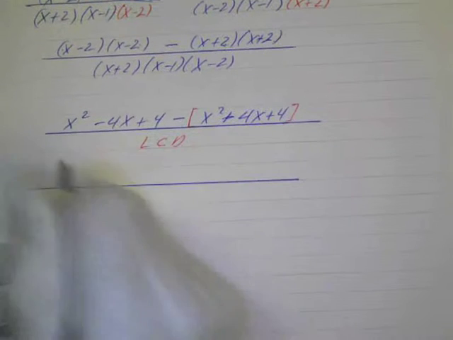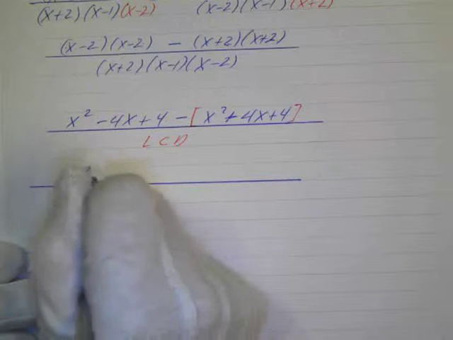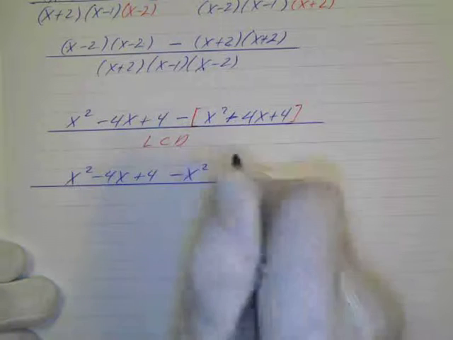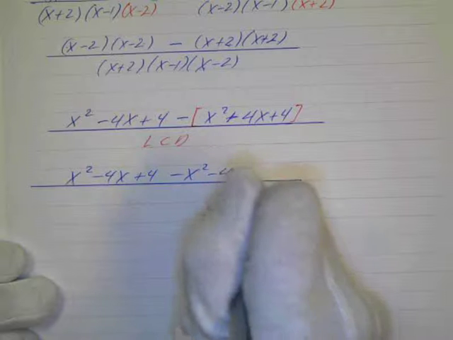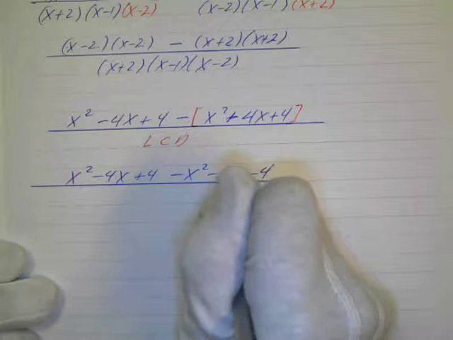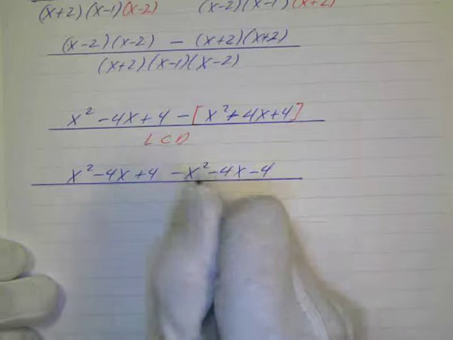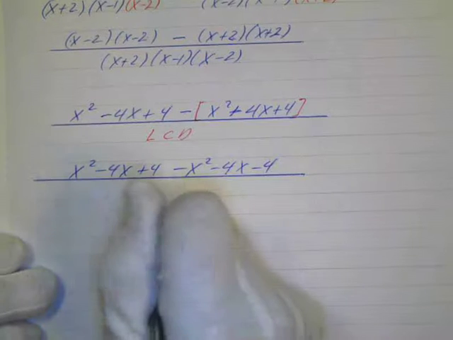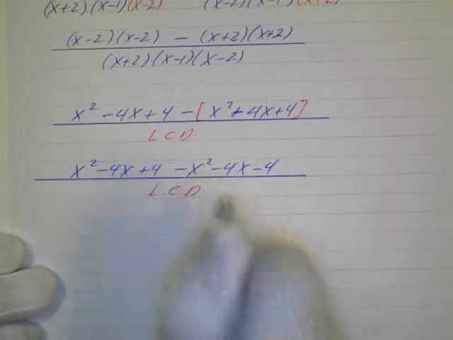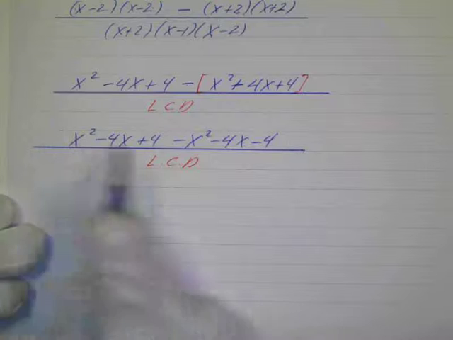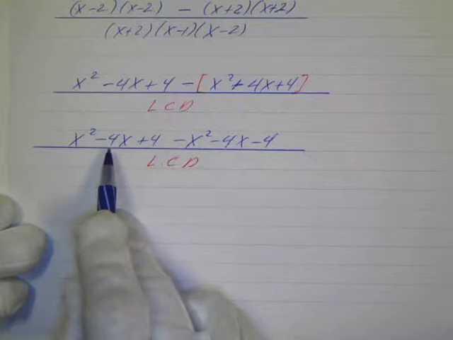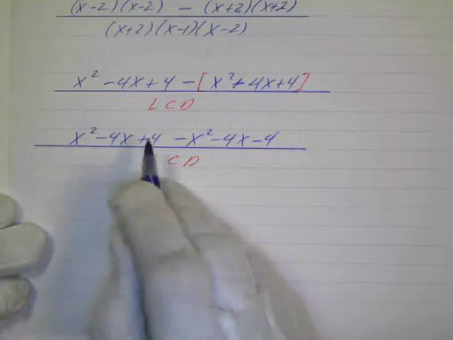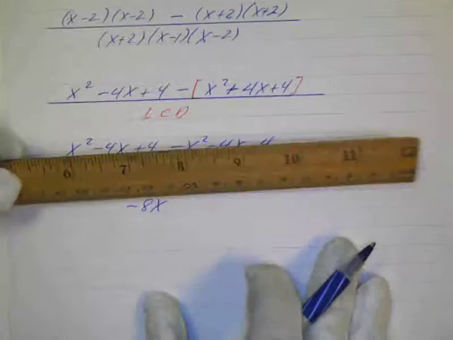Okay. So now I'll remove this parenthesis, so I've got x squared minus 4x plus 4, and that's going to be negative x squared, negative 4x, and negative 4. See, that negative sign will affect every term that it precedes. And again, I'll just write LCD here until I simplify. And now what's x squared minus x squared? 0. What's negative 4x and negative 4x? That's negative 8x. And what's 4 minus 4? 0. So now we're done.